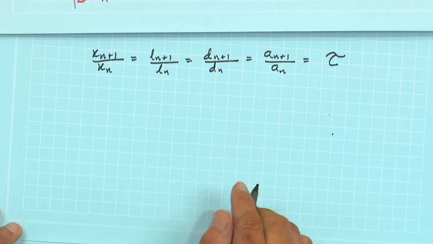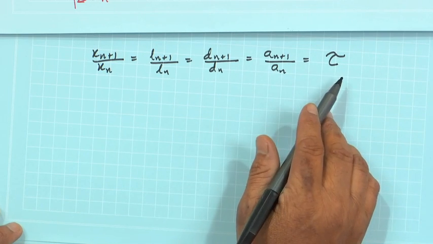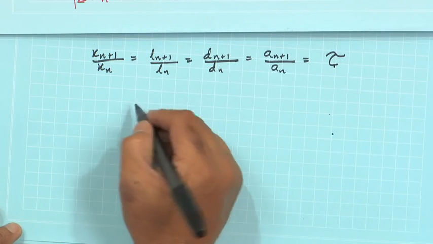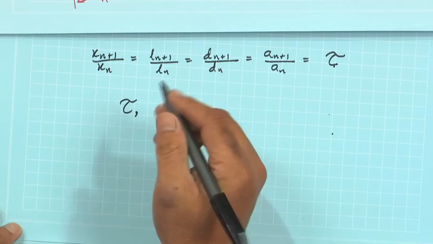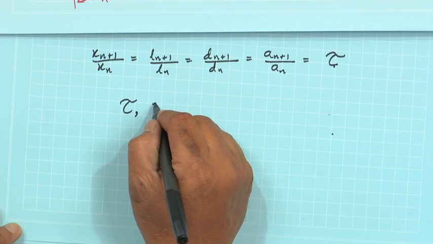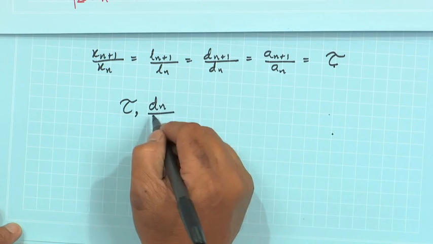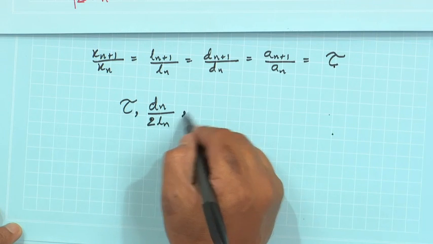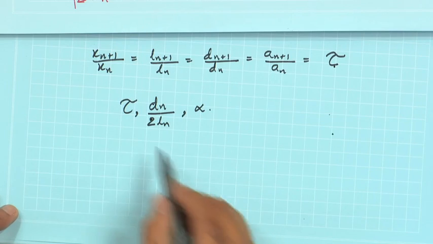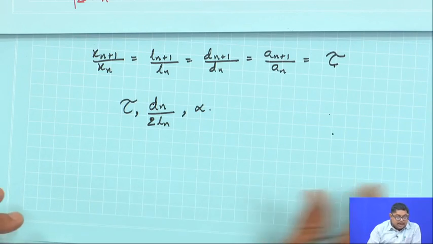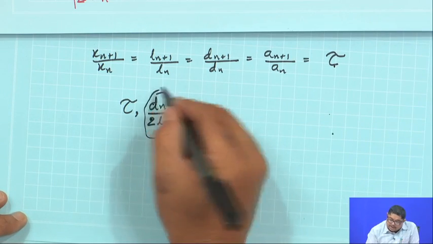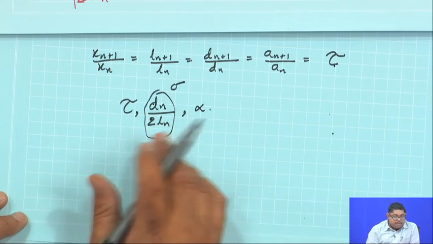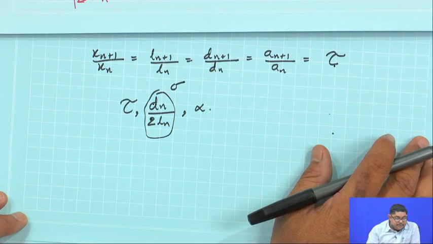So, you see the array is completely defined by this parameter tau and one of these, dn by 2 ln, or alpha. Alpha also can define any two of them. So, this parameter is called sigma. So, tau, sigma or alpha, any two of them can completely define this array.